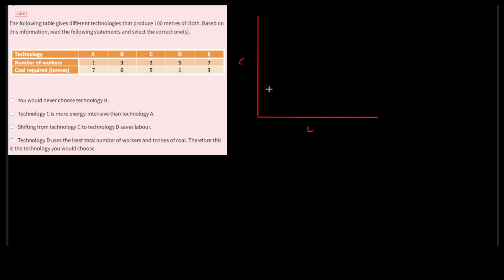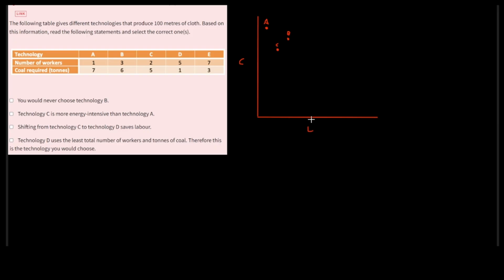So technology A needs 1 worker, 7 coal. So something like that. That is our technology A. Okay, what do we have next? Technology B requires 3 workers, but 6 coal. So I'm going to say B, maybe somewhere around there. Maybe that. There we go, B. Okay, technology C, where is that? 2 workers. Okay, so a little bit less workers, but more coal. Oh, no, sorry, less coal. Somewhere like that. 2 workers, 5 coal, and that is technology C.